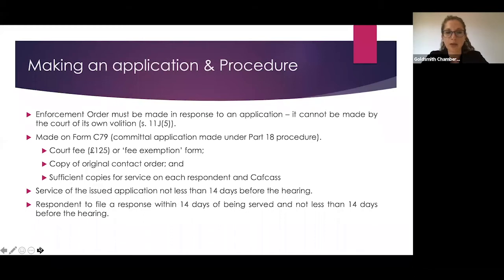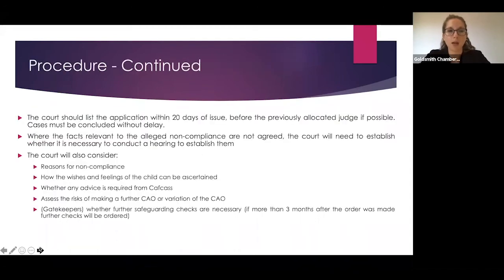The application, once issued, should be served with sufficient time for the respondent to file a response within 14 days of being served, and certainly not less than 14 days before the hearing. The court, in an ideal world, will list an application for enforcement order within 20 days of being issued. That certainly was the guidance before COVID-19, and unfortunately there are likely to be delays in the court's capacity to list any applications given the current circumstances. There is in any event an emphasis on the court conducting without delay and concluding without delay applications for enforcement orders because of the very nature of the order that you're seeking to enforce.